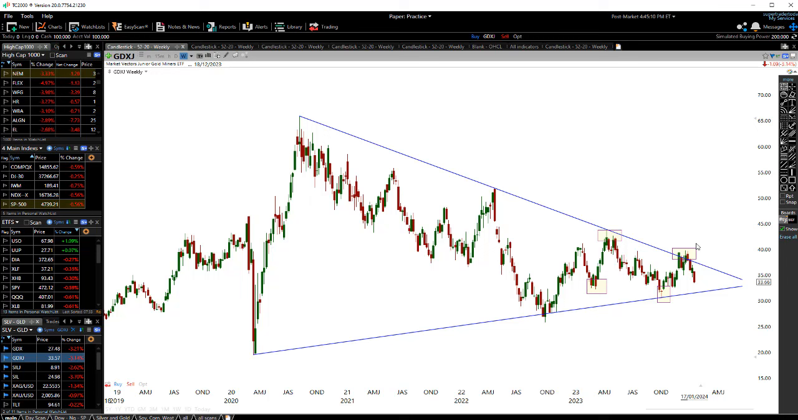The trend is down, the end. I don't even remember what I said there. Please put it in the... What did I say a few minutes ago? I need to rewind. Anyway, so let's go look at silver.